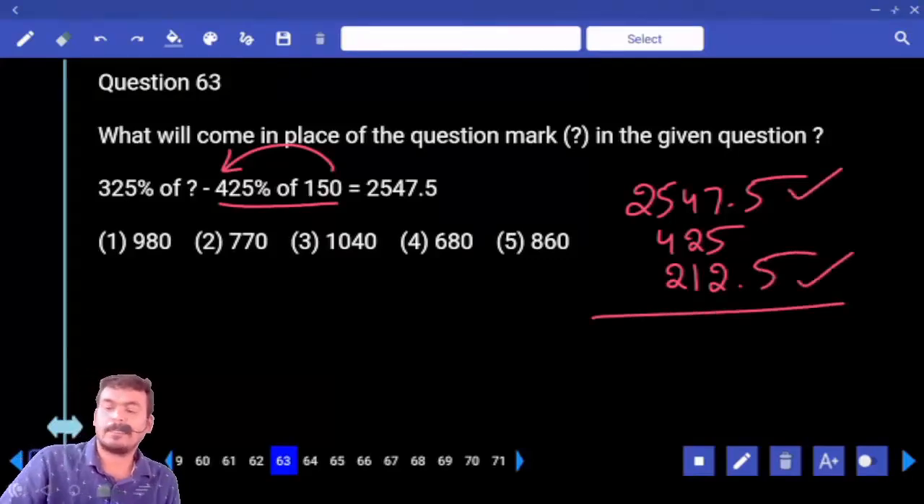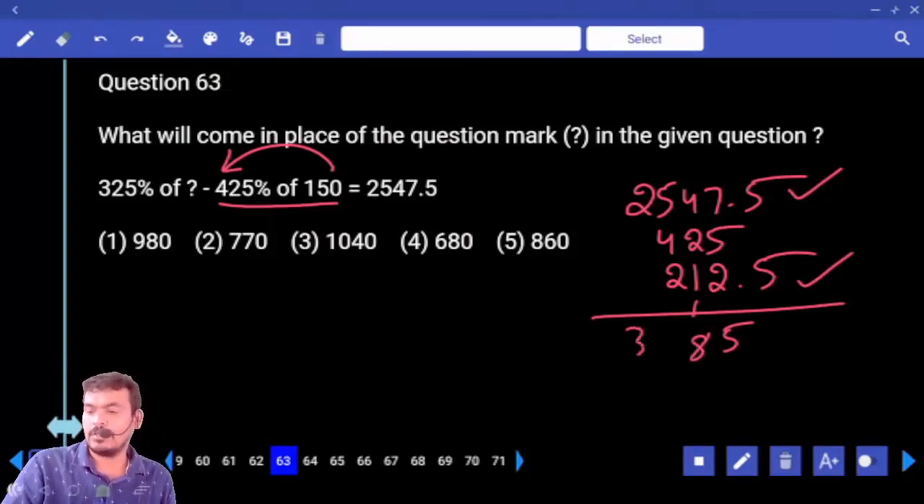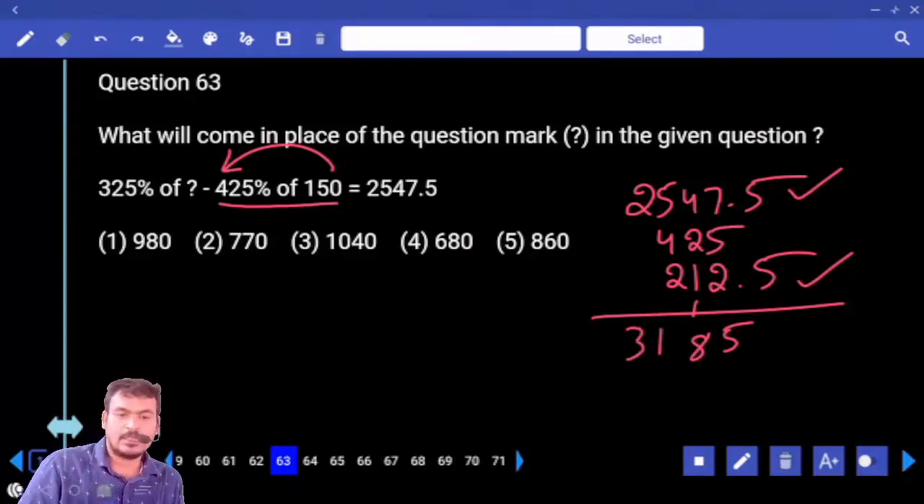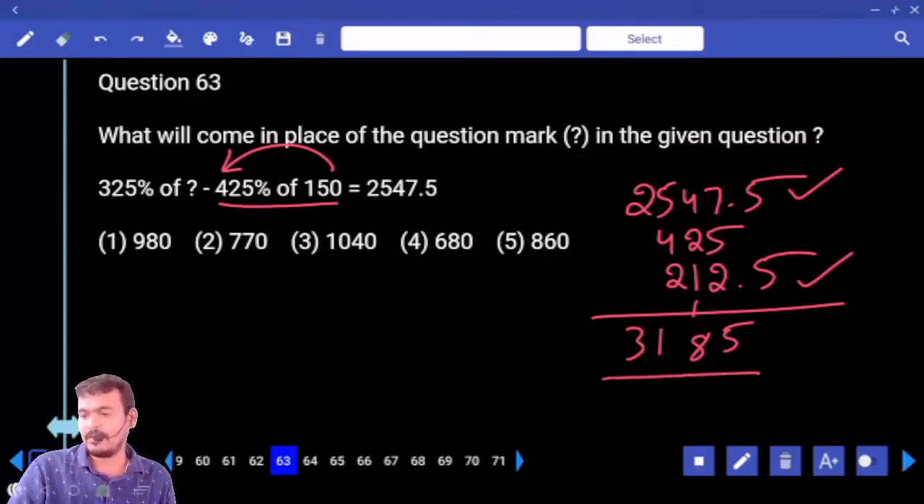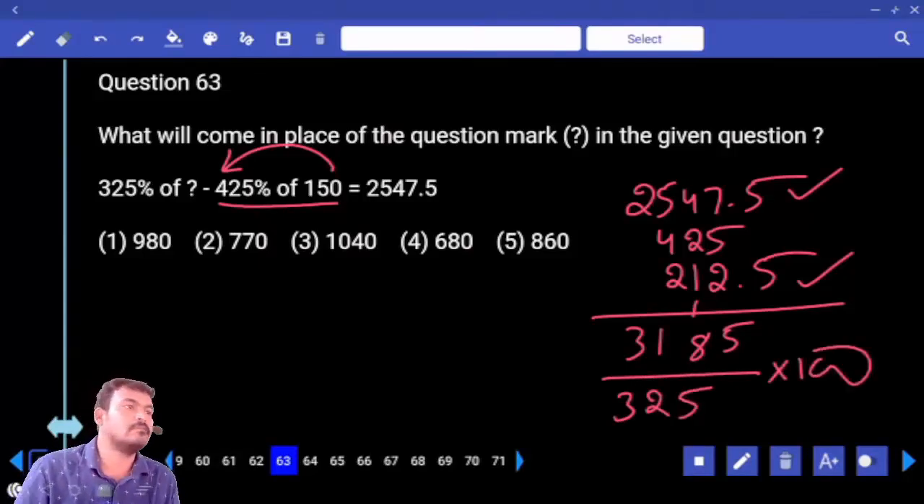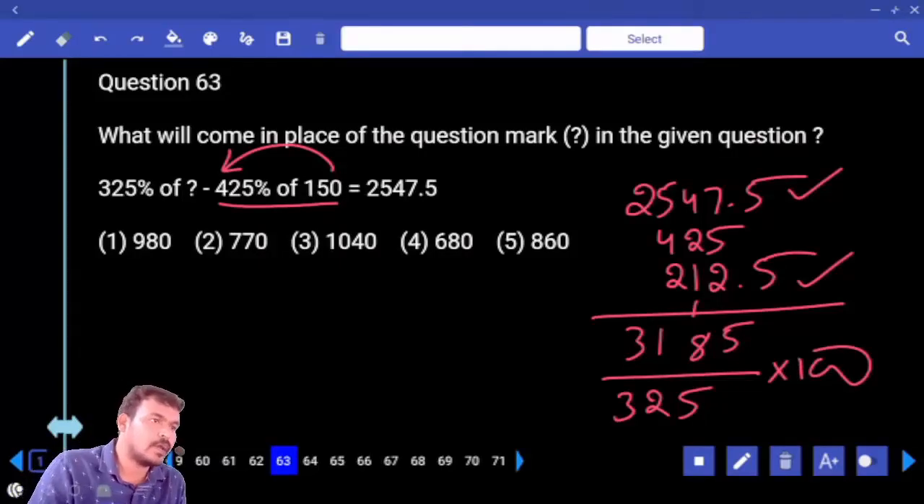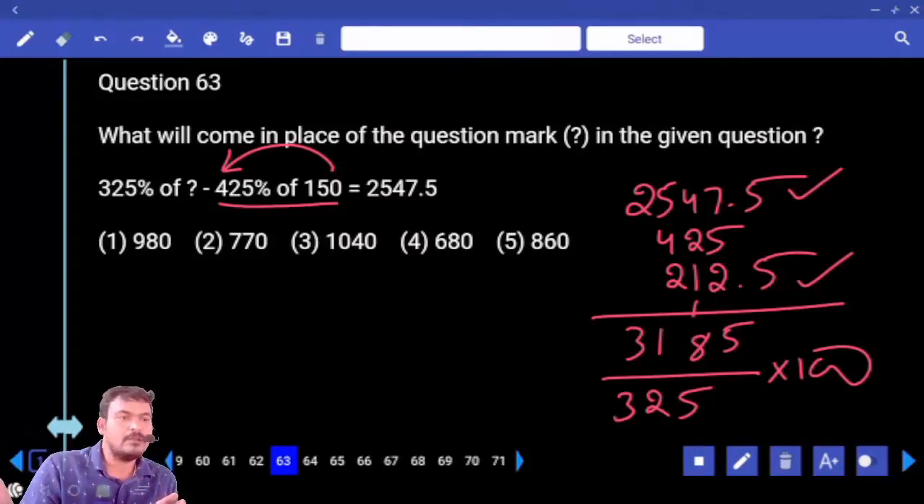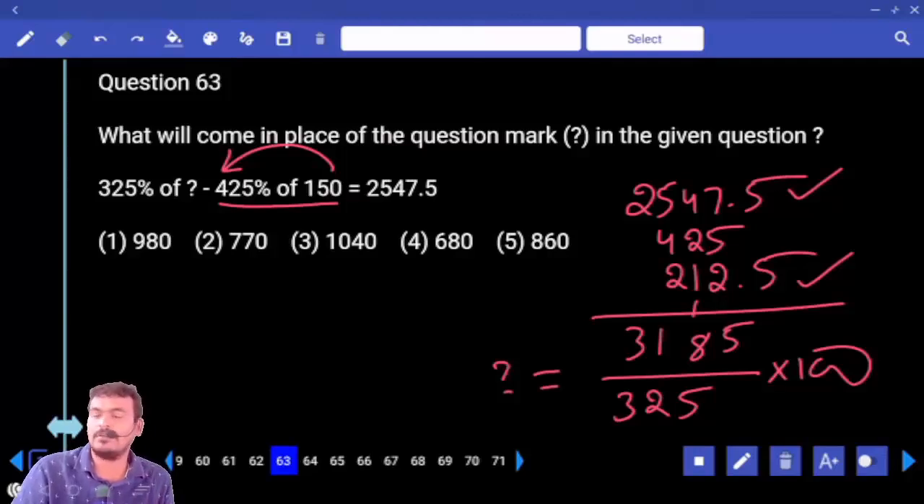7.5 plus 2.5, 10. 10 plus 5, 15. Carry value 1. 4 plus 2 plus 1, 8. 25 plus 4, 29 plus 2, 31. 3185. 325% of something is equal to which one? 3185. It is divided by 325 into 100, or not? Okay. 325 by 100 into something equals 3185. Means something equals 3185 by 325 into 100.